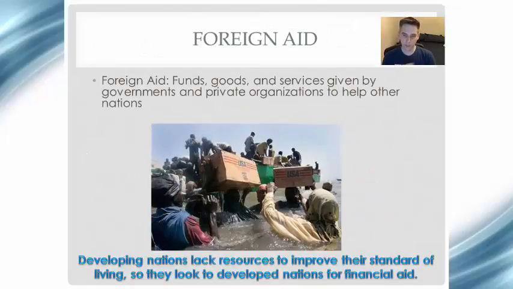Foreign aid. Mexico is definitely a recipient of some foreign aid, especially from America through NAFTA. But the poorer countries get a lot more foreign aid: funds, goods, services, any kind of help at all. Not just financially, that's what funds are, but also goods and services from governments and private organizations to help out these countries. Developing nations lack the resources to improve their standard of living, so they end up depending on developed nations for aid to hopefully one day approach being a developed country themselves.